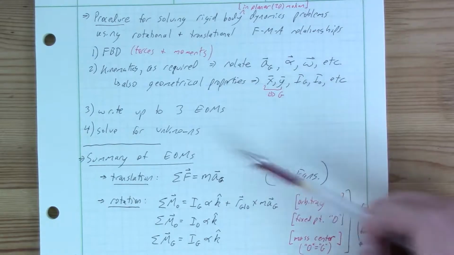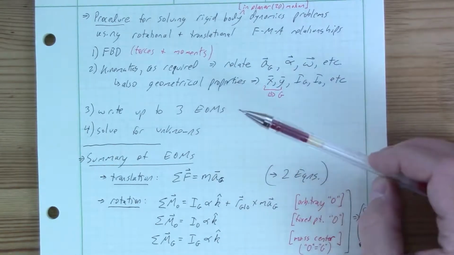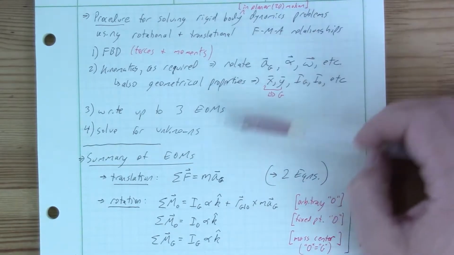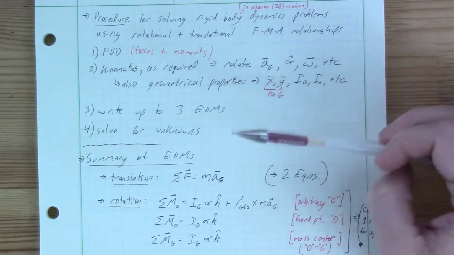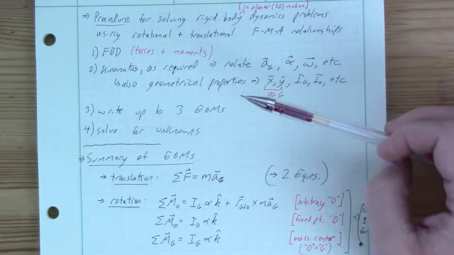Then we write up to 3 equations of motion based on the choices here, what we talked about here, and then solve for the unknowns based on all that, right? And along the way, we're always checking how many unknowns we have based on how many equations I've written. Did this equation help me, or did it add more unknowns?